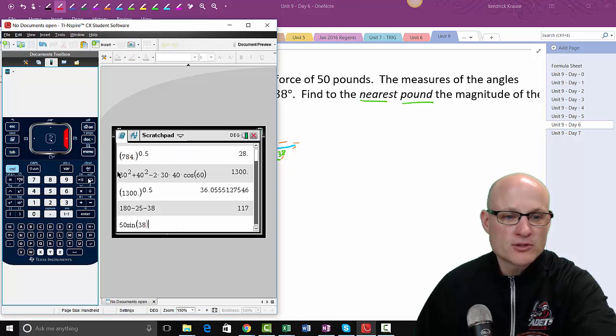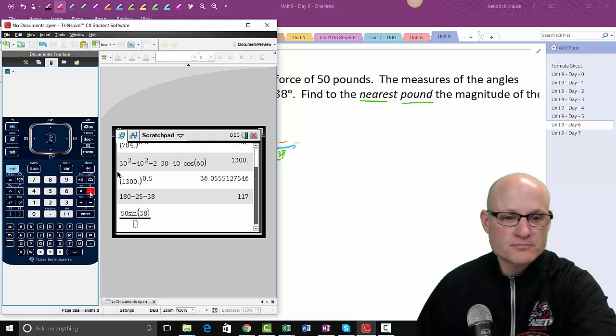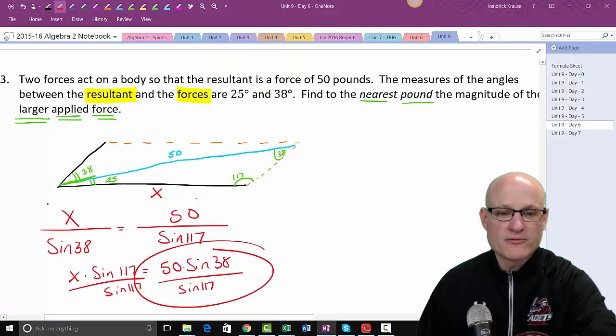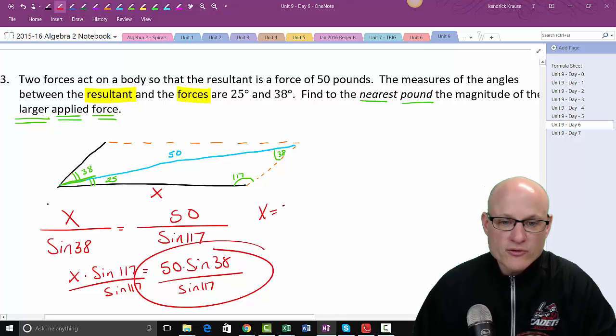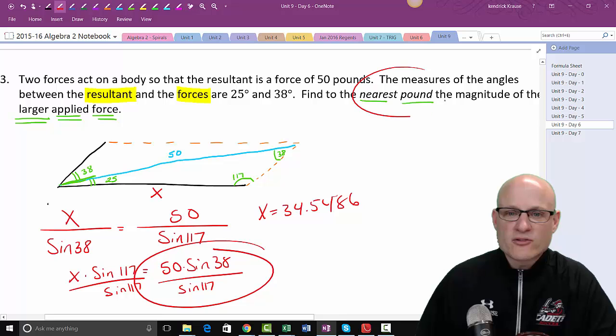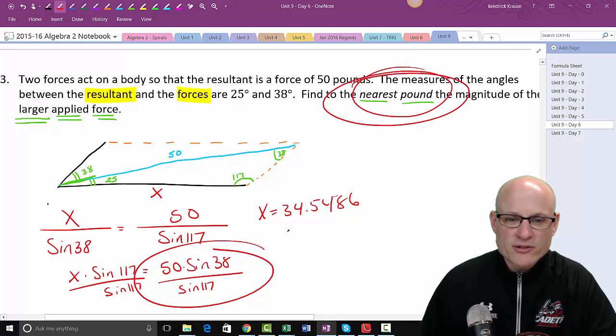Divide all by the sine of 117. And I get X equals 34.54. And I think it was 86, something like that. I want to round it to the nearest pound. So my answer is X equals 35 pounds.